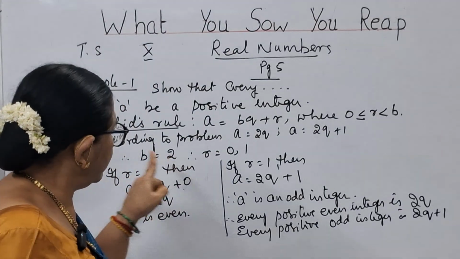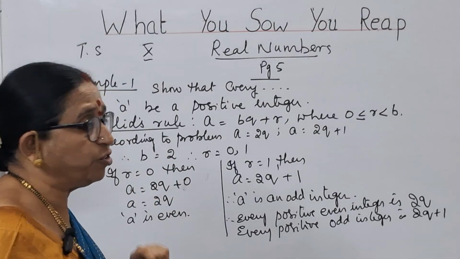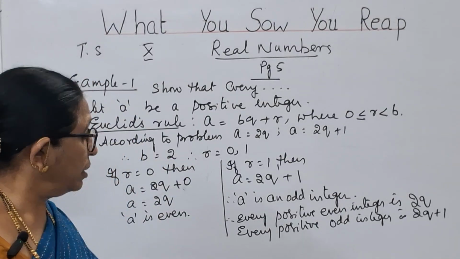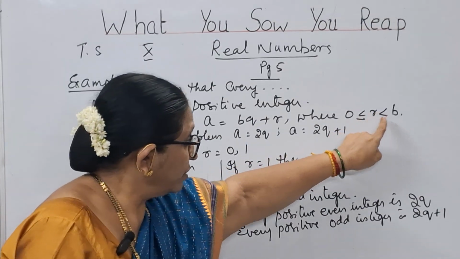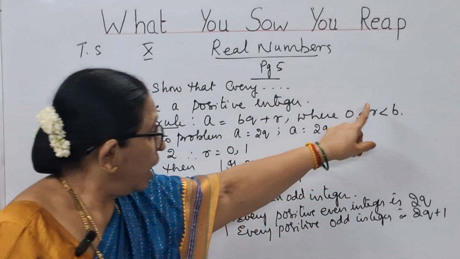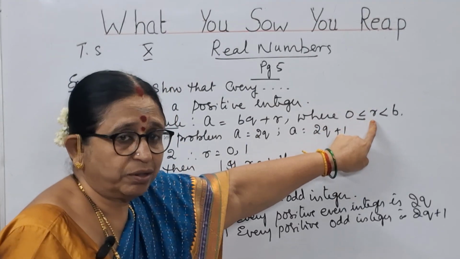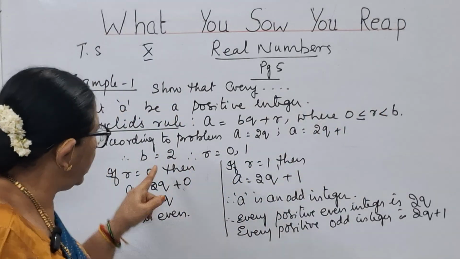So 2q means, in this case, a is equal to 2q, and the b value is 2. When the b value is 2, what should the r value be according to this? 0 is less than or equal to r, and r is less than b. That means the r value should be either 0 or greater than 0, but the r value should be less than b. Here we have b as 2.